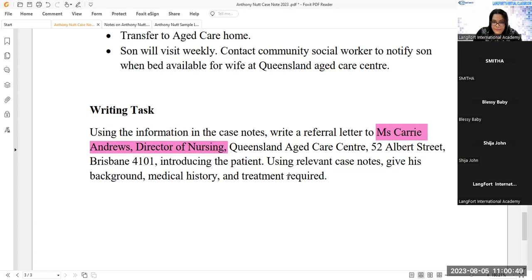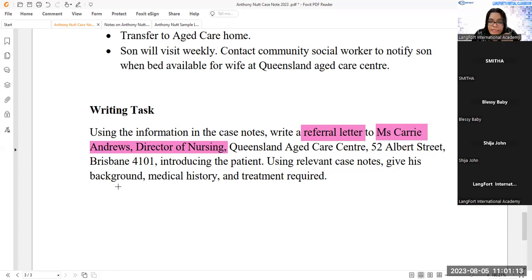Okay. And they have asked us to come up with a letter, and what type of letter should we write, Blessy? A referral letter. They have asked us to write a referral letter. So we don't need to figure out the type. It's already given. We are going to write a referral letter to Miss Carrie Andrews. Now, we don't know the purpose, and we don't know whether the reader knows the patient. That's not given in the writing task.